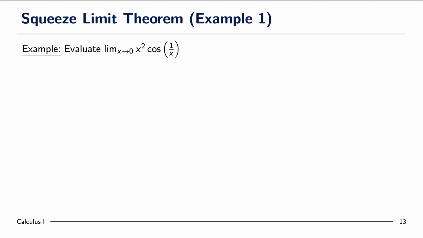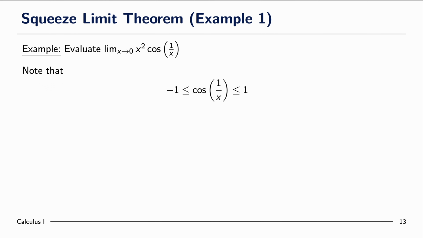Now if you try to directly substitute x equals 0, you'll run into a few problems. What you'll notice is you'll have 0 times cos of infinity, which is of course something that we can't calculate. So let's try to apply the squeeze limit theorem to this limit.